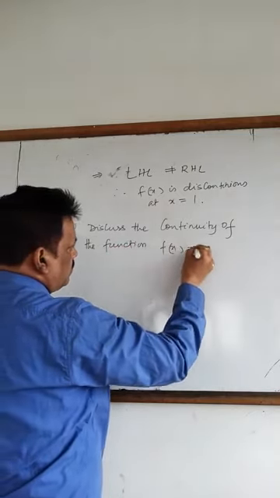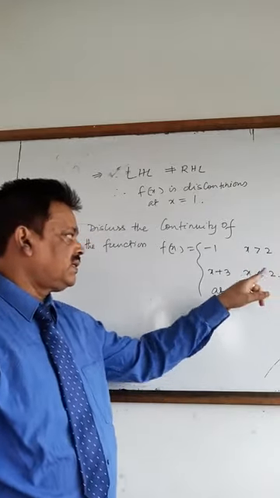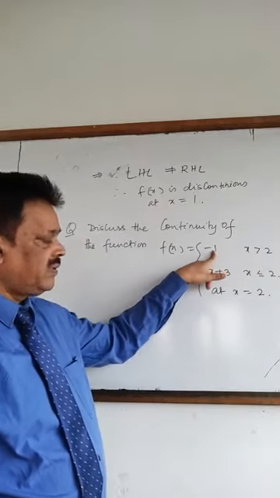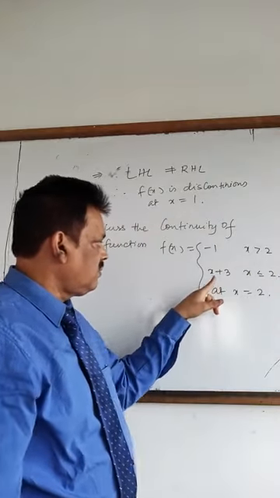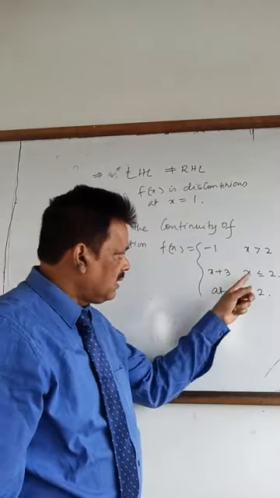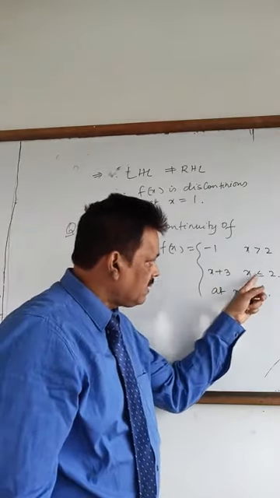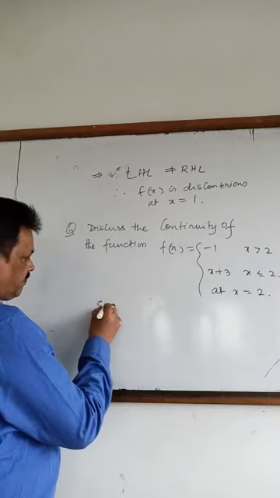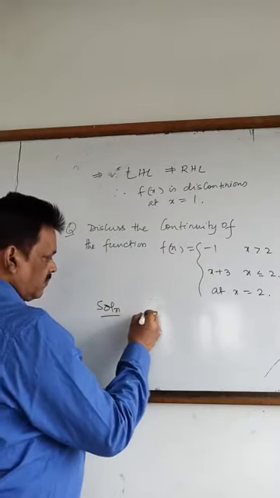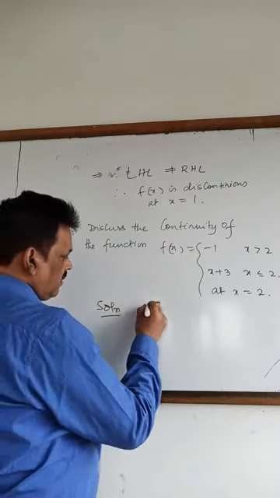Look at here, how it is defined? Your right hand limit is given, the value is minus 1. Your left hand limit is given as x plus 3. The functional value when x is 2 is also x plus 3. So discuss whether this function is continuous or not. The procedure will be same. The solution: first you start with your left hand limit.